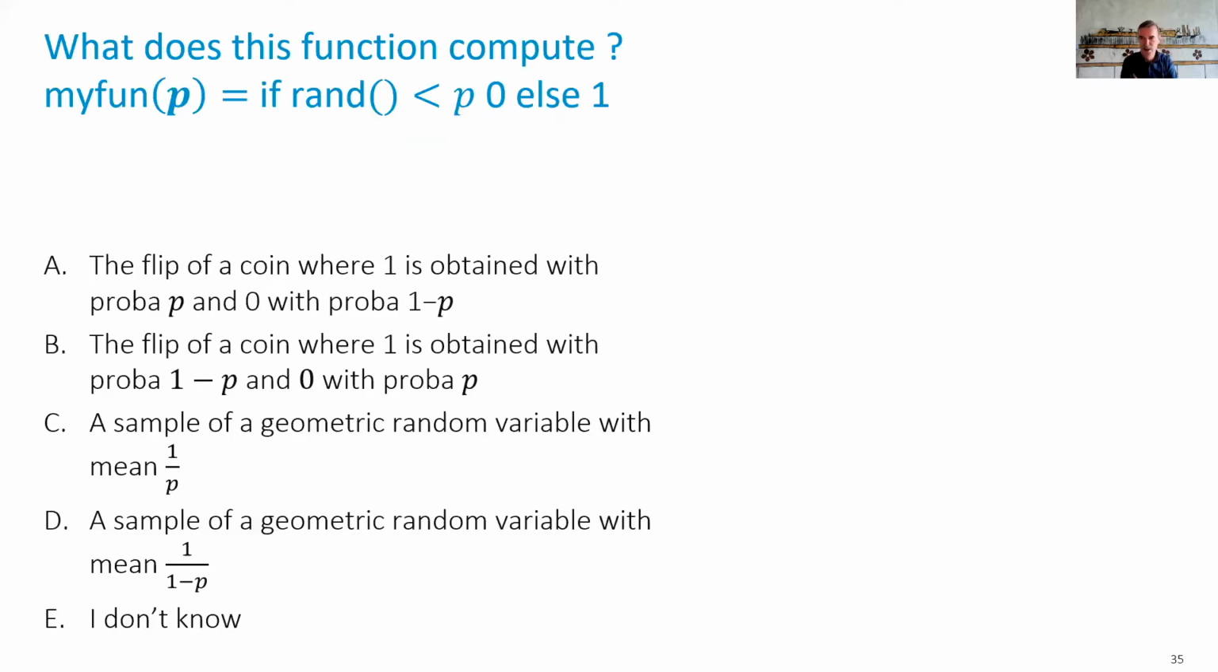For example, here's a little quiz for you to think. I have written a program, or a function, that does the following. I call rand. Rand means my random number generator. I have an output which is between 0 and 1. If it's less than p, I return 0. Otherwise, I return 1. What is this thing providing?